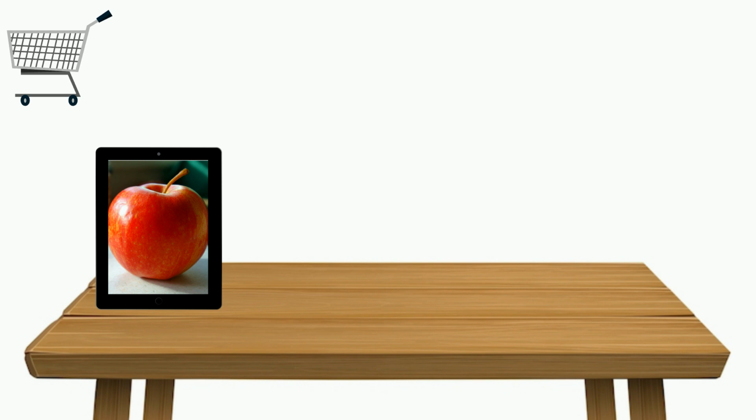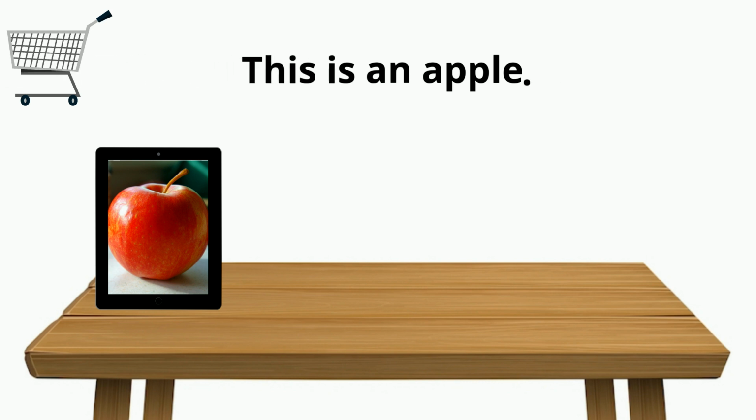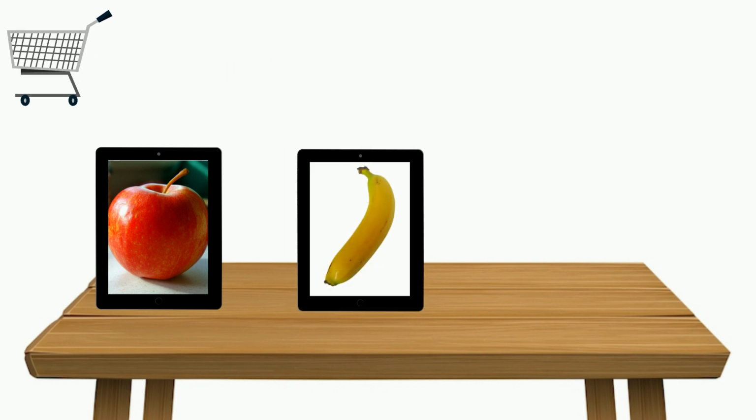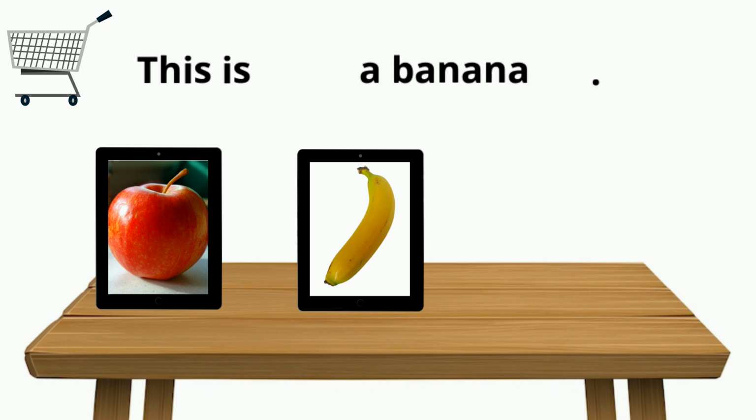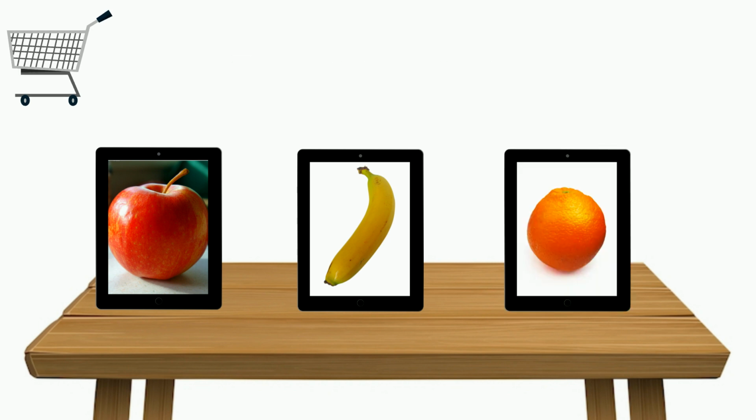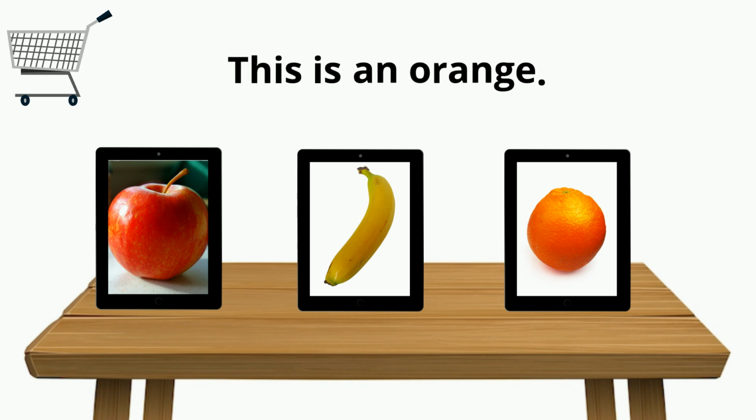Say the name of the fruit and make a sentence. Here is an example. An apple. This is an apple. Are you ready? A banana. This is a banana. An orange. This is an orange.